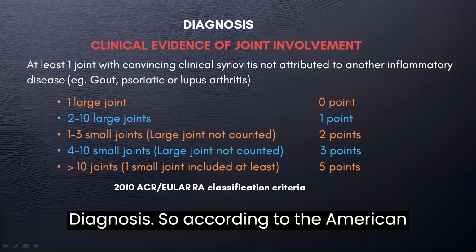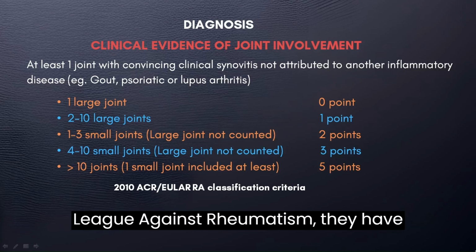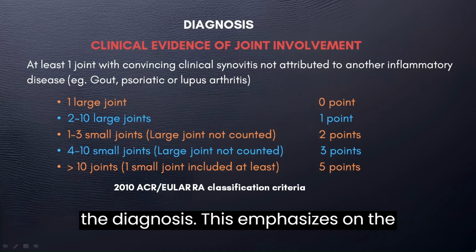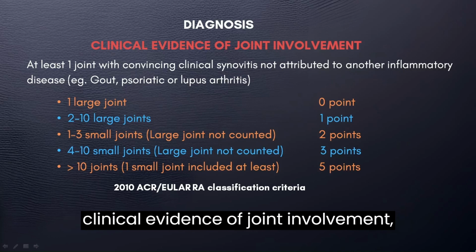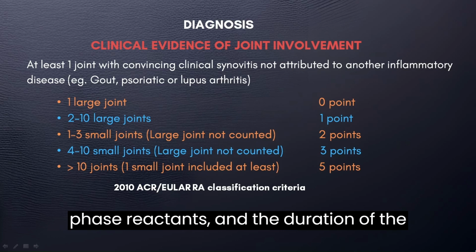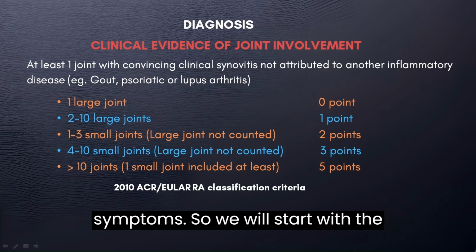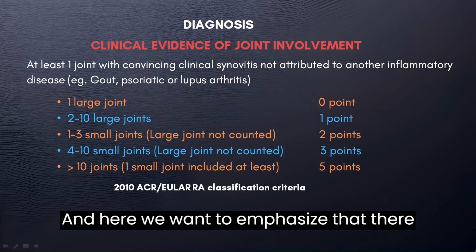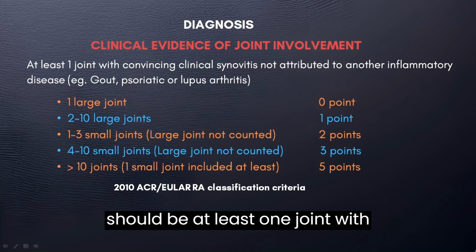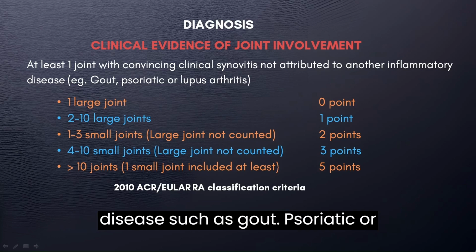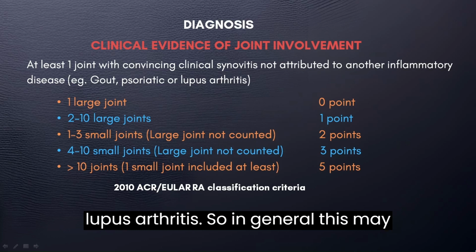Diagnosis. So, according to the American College of Rheumatology and the European League Against Rheumatism, they have developed a point system that helps with the diagnosis. This emphasizes the clinical evidence of joint involvement, serology evidence, the presence of acute phase reactants, and the duration of the symptoms. So, we will start with the clinical evidence of joint involvement. And here we want to emphasize that there should be at least one joint with convincing clinical synovitis not attributed to another inflammatory disease such as gout, psoriatic, or lupus arthritis.